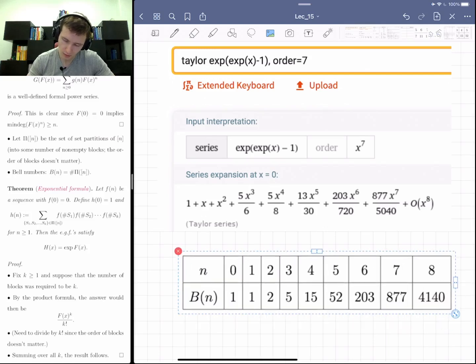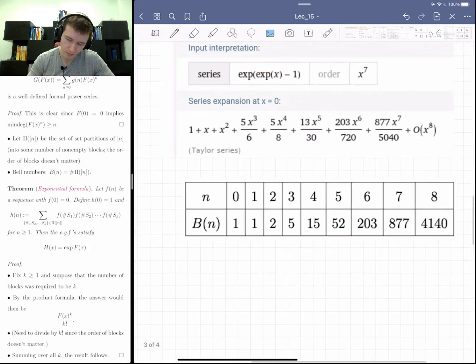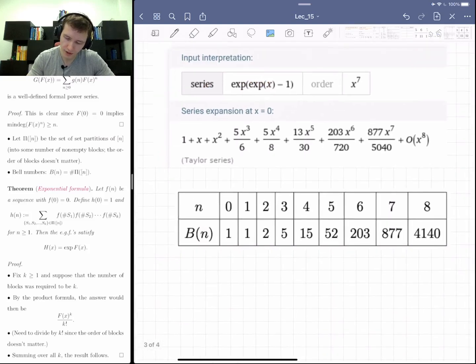Towards the end, it's much easier to spot. Like you get 877, 203, divided by the corresponding factorials, right? And then in the middle, it's sort of weird, so let's see what happens in the middle. So 1, 1 is 1, 1 here, and there is a 2.